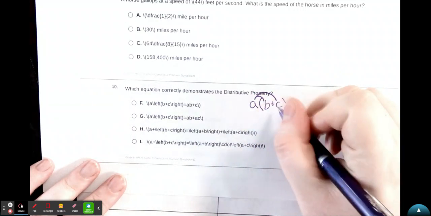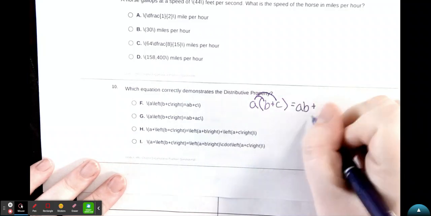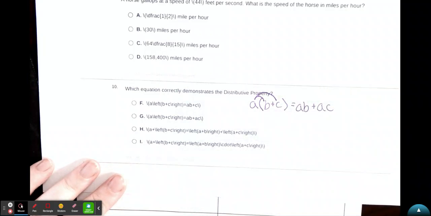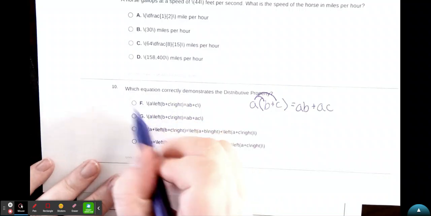Okay, so what's A times B? AB. Plus, what's A times C? AC. And which one is that? Isn't it like the first one? Oh, G. It's the second one.